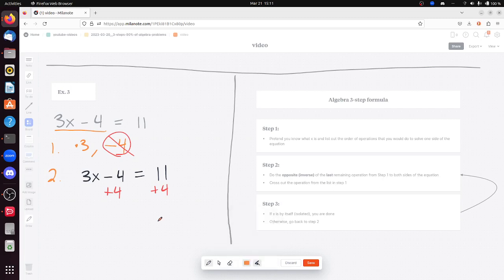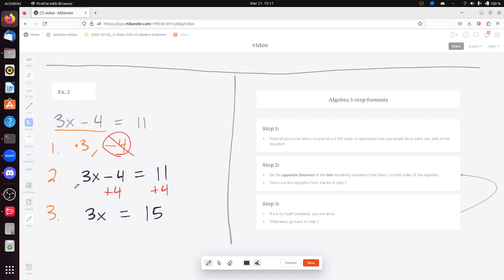And then you can see that in step 3, after we actually do that, 3x minus 4 plus 4 will just leave us with 3x. And then 11 plus 4 should be 15. So now you can see that the equation is simpler, but we're still not done. So now in step 3, we would ask, is x by itself? Then we're done. It's actually not in this case, because you can see we still have this multiplication by 3.